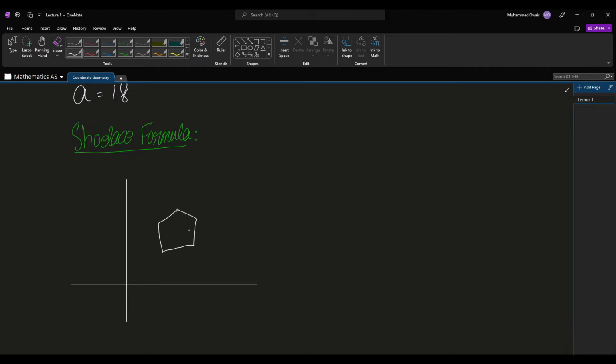Now then, here is a shape which has 5 sides. A, let's call it x1 and y1. B, let's call it x2 and y2. C, let's call it x3 and y3. D, let's call it x4 and y4. And lastly, E, let's call it x5 and y5. Now then, how are we supposed to find the area of such an object whose formula of area we do not know?